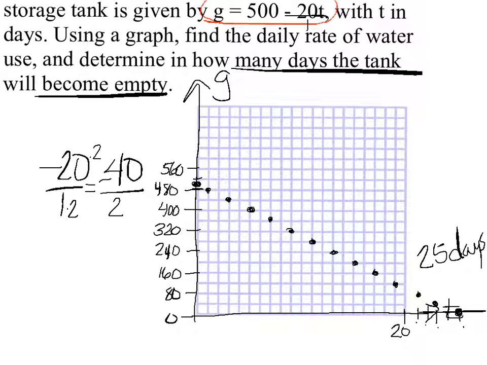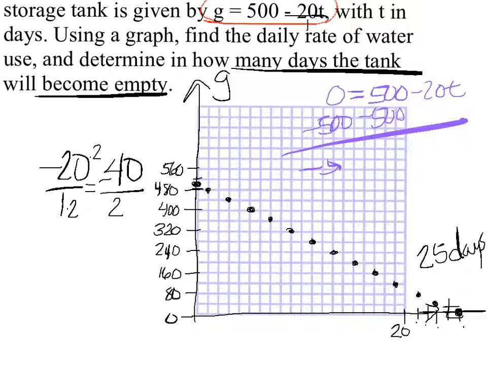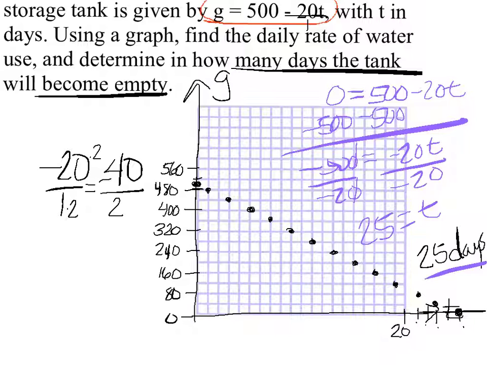Now we can always check that, you guys. We can check it by saying that G is 0. So we plug it in, we say G is 0. So I have 500 minus 20t, and then we just have to solve for t. So we get rid of the 500. Minus 500 equals negative 20t. Divide by negative 20. So now 50 divided by 2 is 25, so we got 25 equals t, which is what we found by graphing, 25 days.